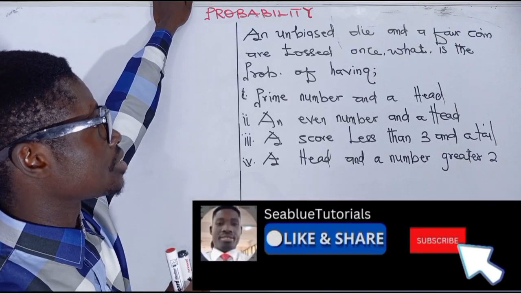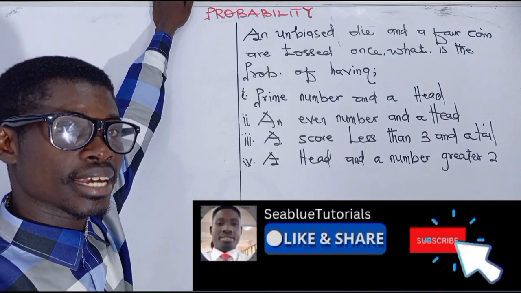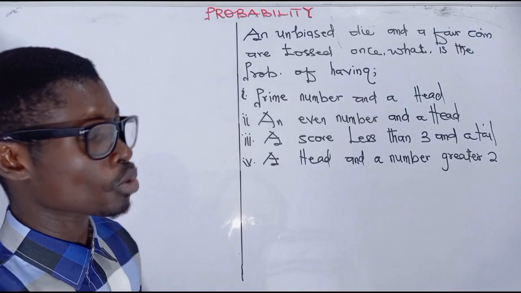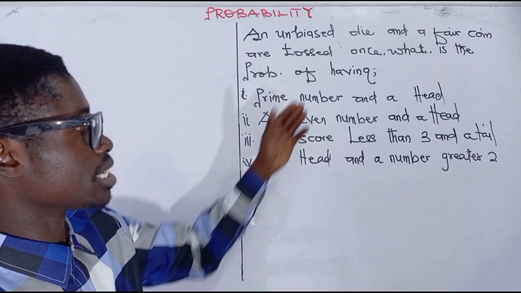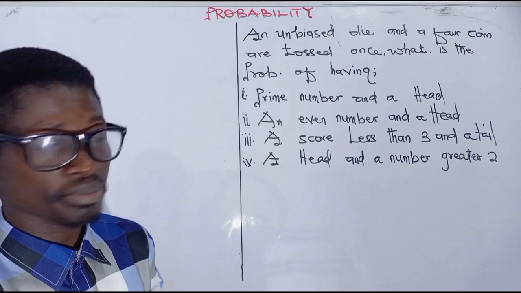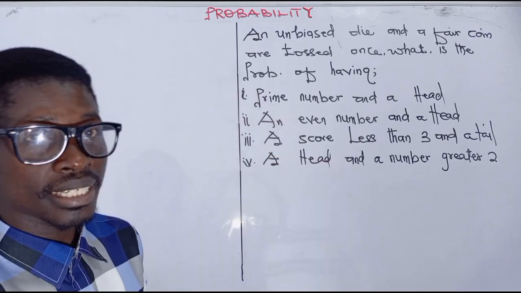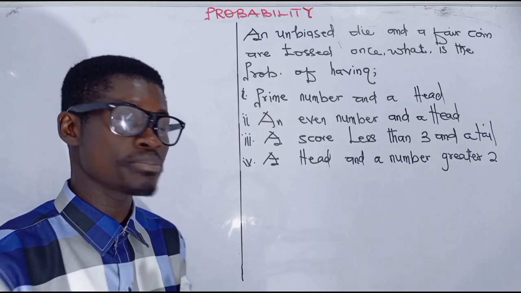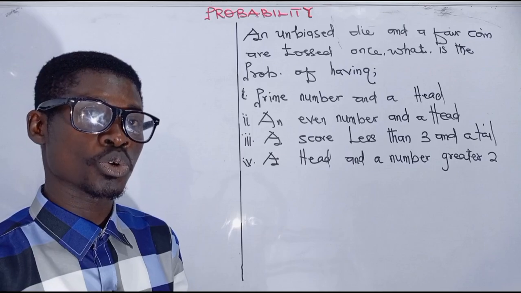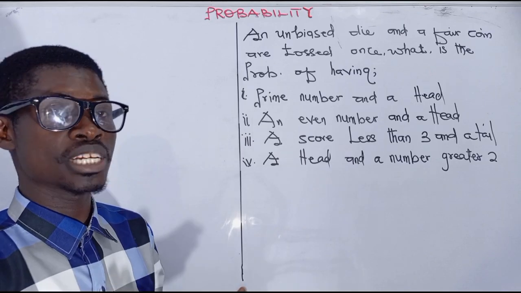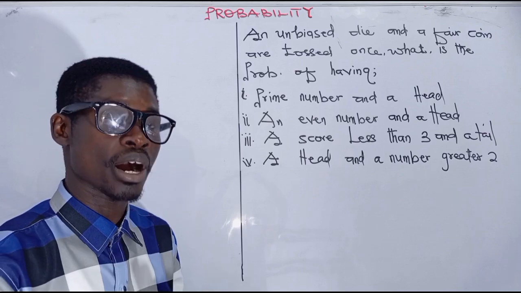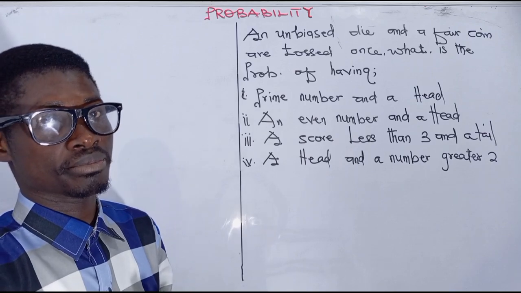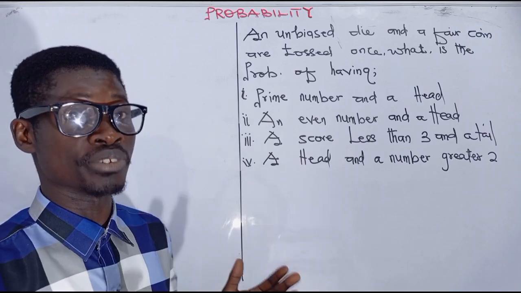So we are saying that we have an unbiased die and a fair coin being tossed at once. We want to find the probability of obtaining all of these events. An unbiased die is a single experiment. A fair coin is also an experiment. When these two single experiments are combined, we have a compound experiment. How do we solve questions of this very form?